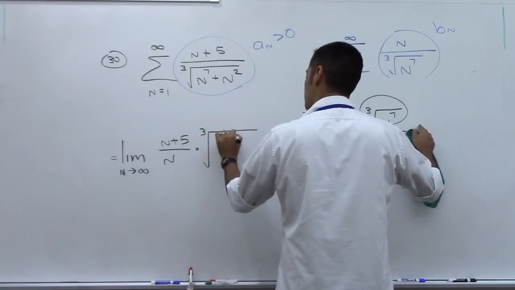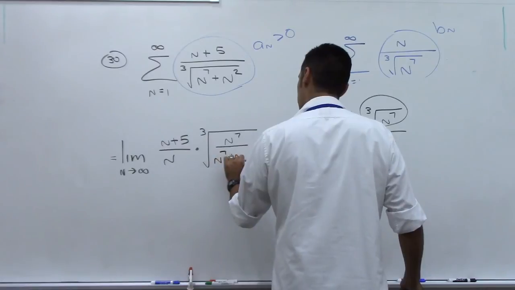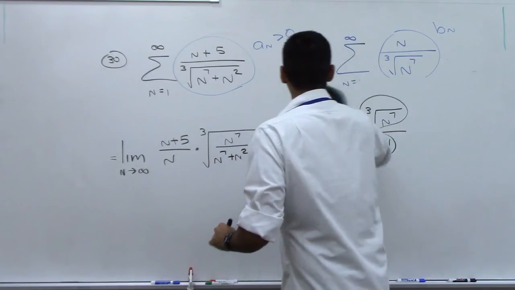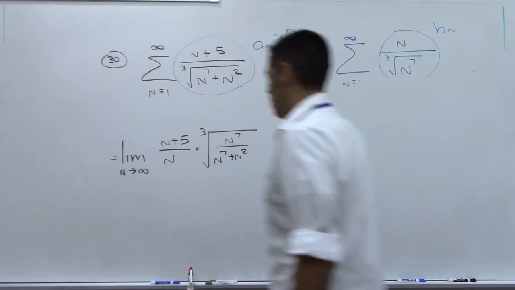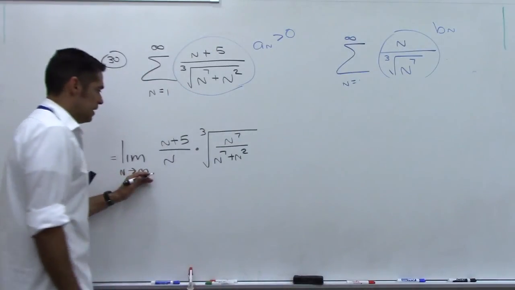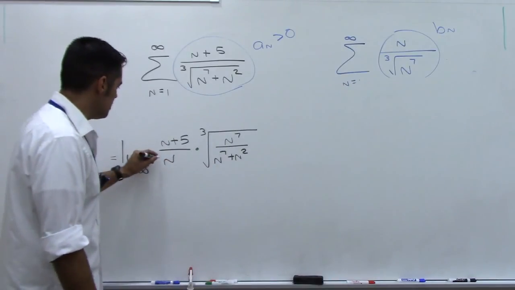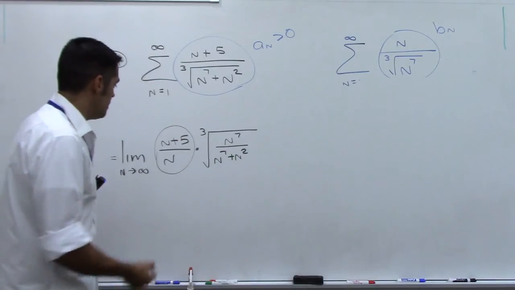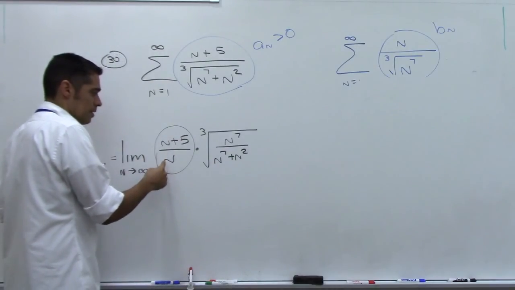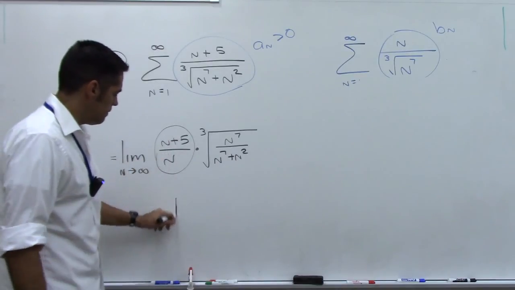And I'll get n to the 7th over n to the 7th plus n squared. And now, of course, if I let n go to infinity, I'm going to get infinity over infinity. In here, infinity over infinity. So I'm just going to go and, on the side, almost mentally do L'Hopital's rule on this. Okay, so this is like two different limits now. L'Hopital on this, I'm going to get a 1.